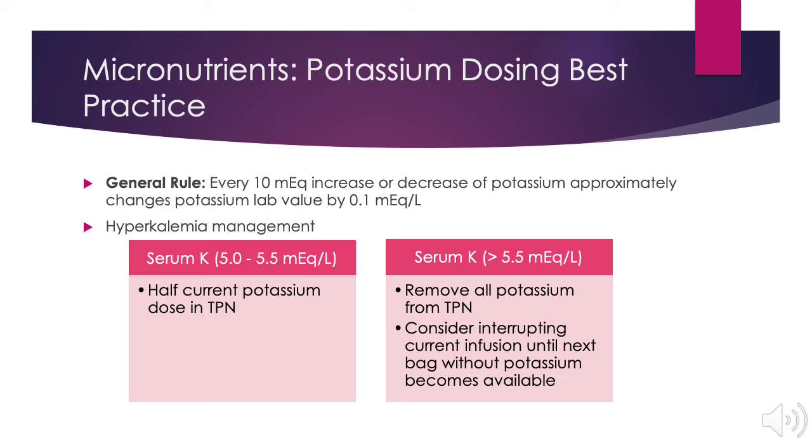In hyperkalemia states, the best practices are seen here in the lower part of the slide. If your serum potassium is in a range between 5.0 to 5.5, it is best practice to halve the current potassium dose in TPN. And in instances where the potassium level exceeds 5.5, it is best practice to remove all potassium from TPN and definitely consider interrupting the current infusion until the next bag without potassium becomes available.